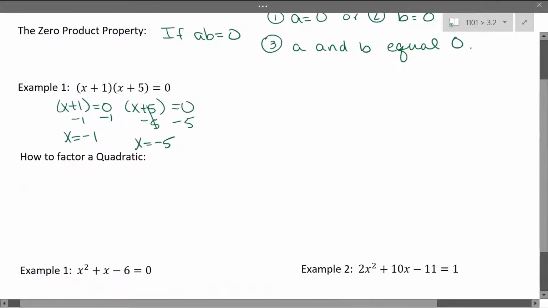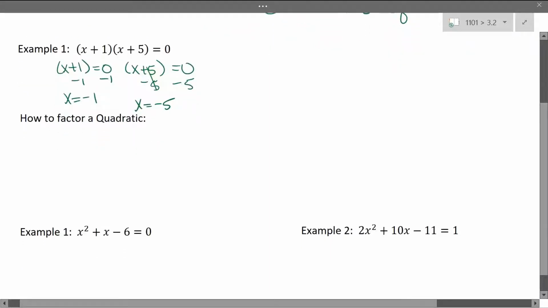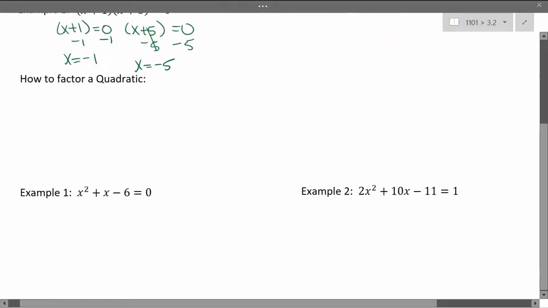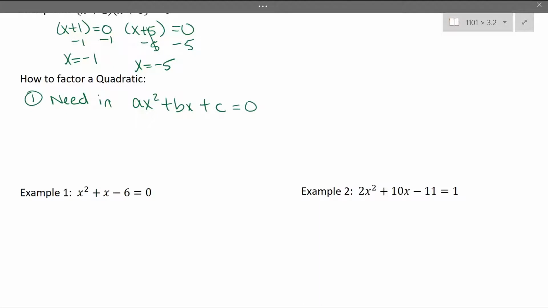Next, let's take a look at how to actually factor quadratics. The first thing is we need it in standard form. So we need it to be ax squared plus bx plus c equals 0. It absolutely has to have 0 on one side, or we can't use the zero product property.